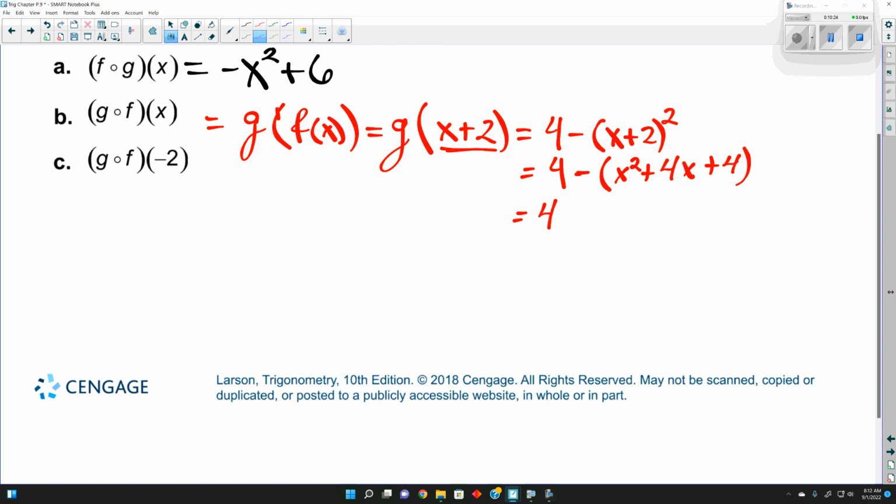But the last thing we need to do is distribute the negative through. So we would have negative x squared minus 4x minus 4. And when we combine like terms, we'll get negative x squared minus 4x, because the 4 and negative 4 become 0. And we get this here. Any questions on any of this here?